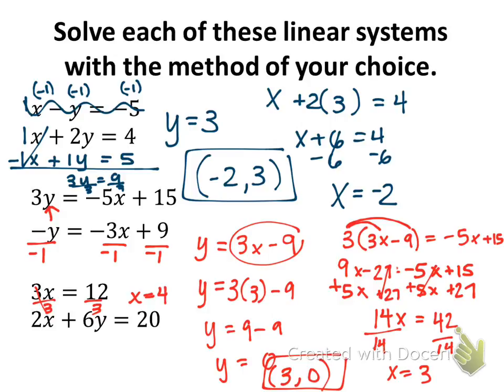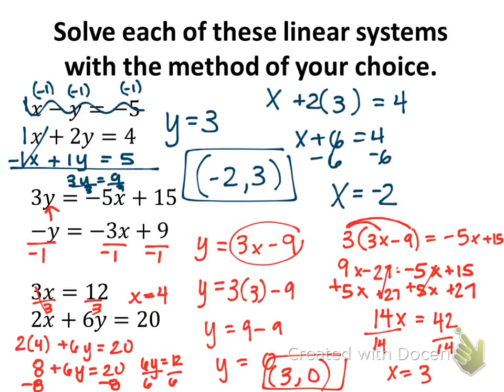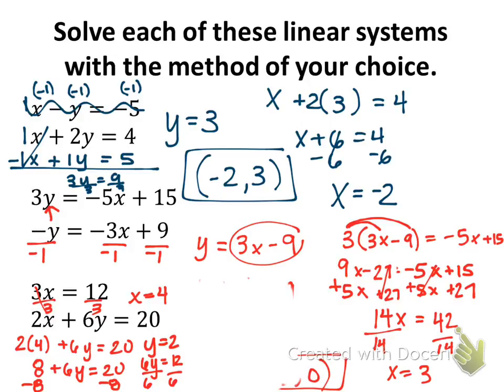Now all I need to do is plug that back in to solve for y. 2 times 4 plus 6y is equal to 20. 8 plus 6y is equal to 20. Subtract 8. 6y is equal to 12. Divide by 6. And y is equal to 2. I'm running out of room, so I'm going to erase some of this. And my final answer is 4, 2.